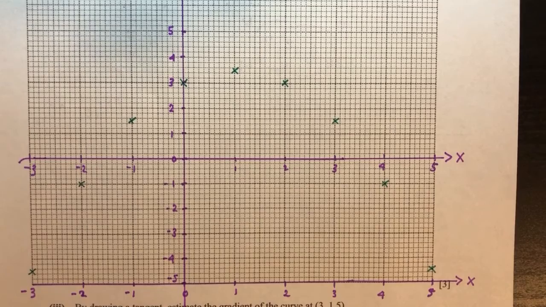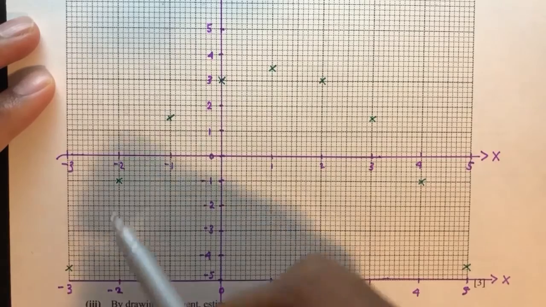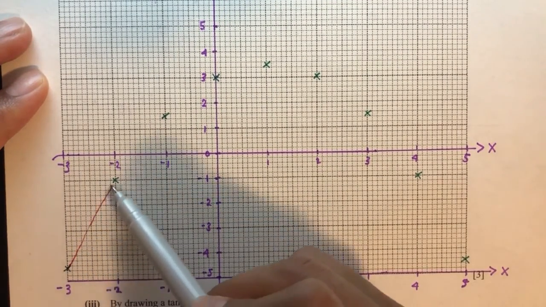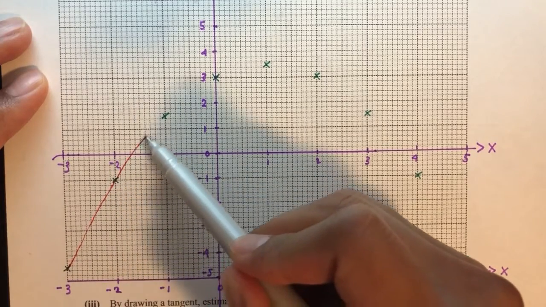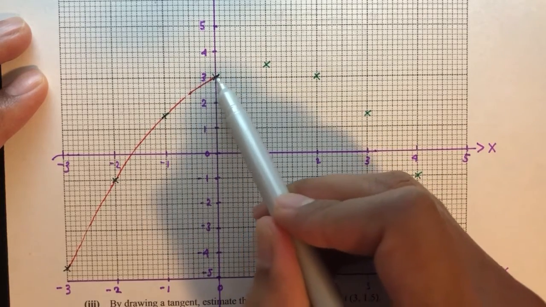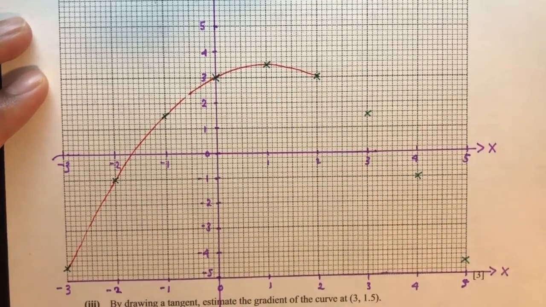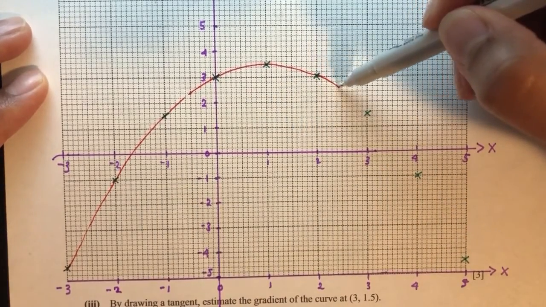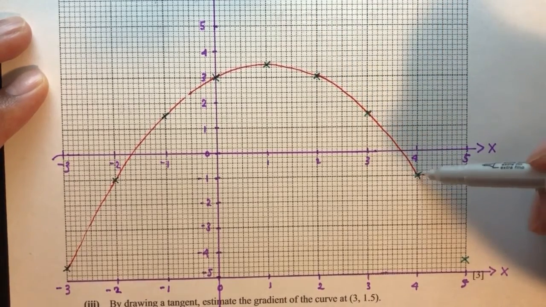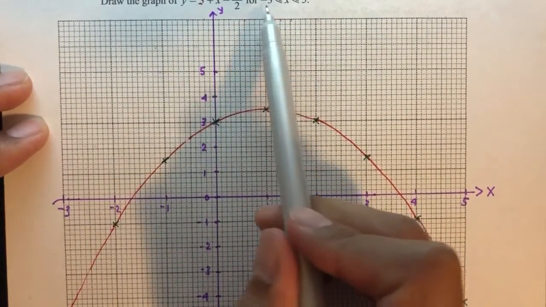Okay, so now let's try to join all the points together as smoothly as possible, making it go through all the points. So it begins here. This will be the curve. Try your best to make it go through all the points and make it a smooth curve. That will be this one. And this is this point. Okay, and the last, here you go, that's it. This is your curve, between this and that.